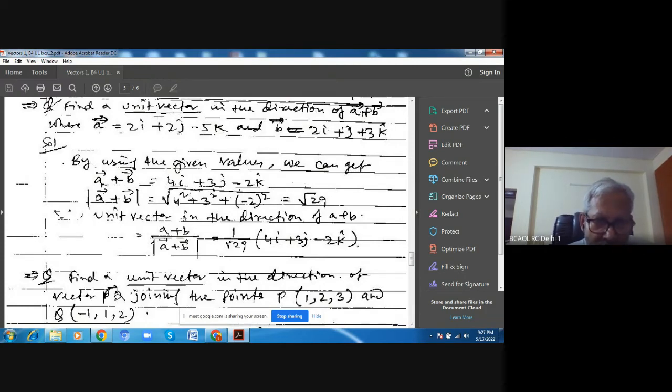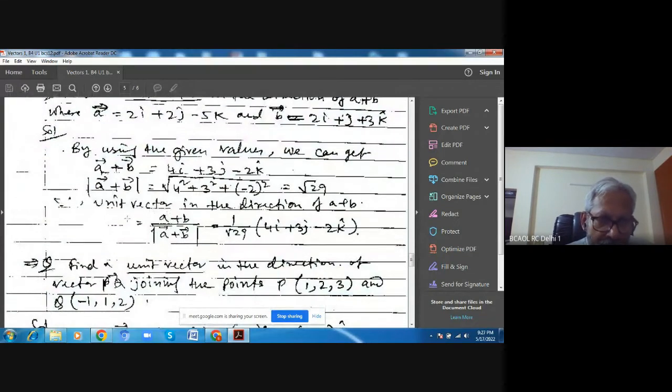The formula of unit vector: now you see slowly some of the formulas are coming. This is the first formula, that is the unit vector in the direction of a plus b. So you have to remember it. That is the formula of unit vector: a vector plus b vector divided by the magnitude of a vector plus b vector. So there are two things, a vector and b vector, already calculated.